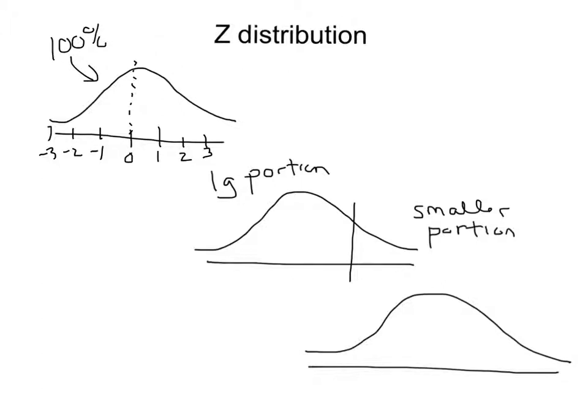Any given slice of that would indicate probability. So if you were to fall in the bottom half of this curve, that would indicate that you have 50% chance or 50% probability that you're going to fall there.